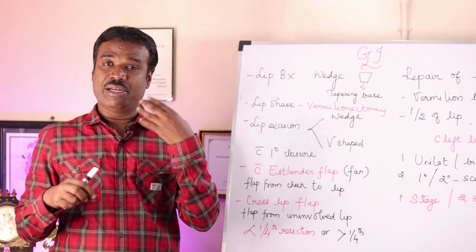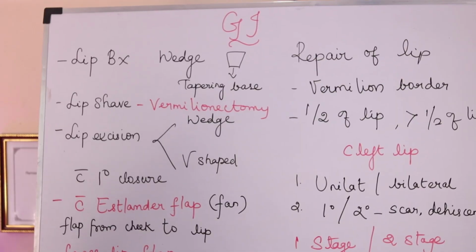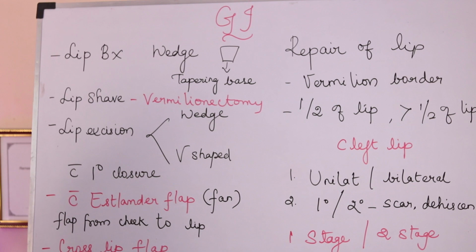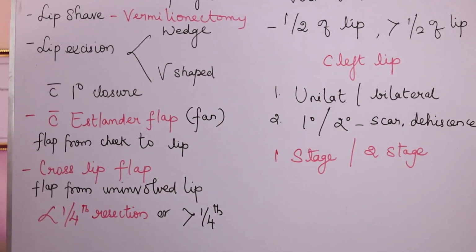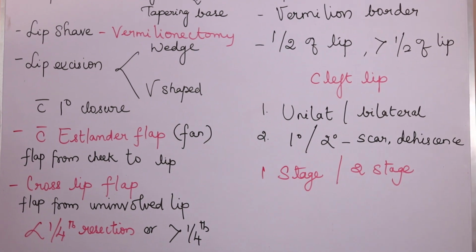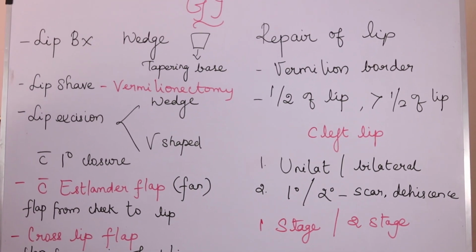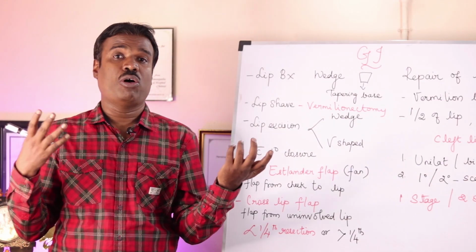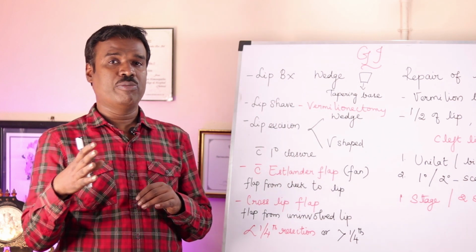And then it can be unilateral or it could be bilateral also. So you need to know what type of cleft lip repair is being done. Is it partial or complete, or is it unilateral or bilateral? And thirdly, you need to know whether it is done in a single stage or in more than one stage, say 2 or 3 stages. My question is, why are they going to do it in so many stages?